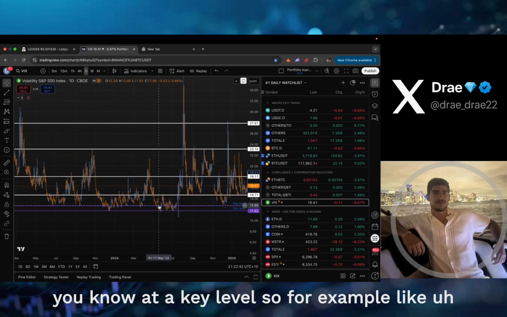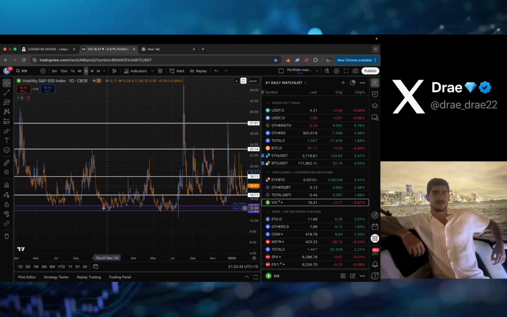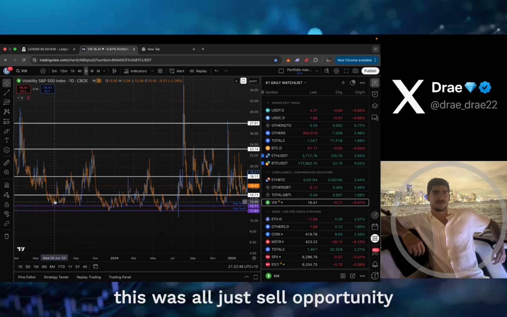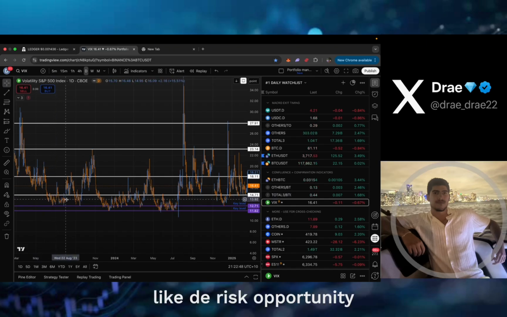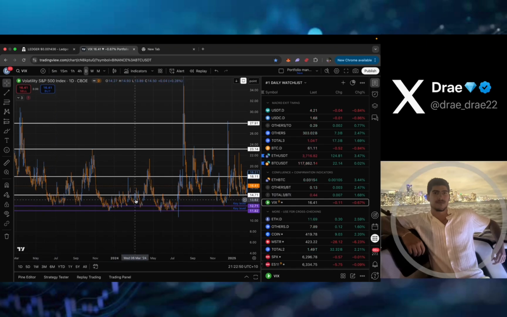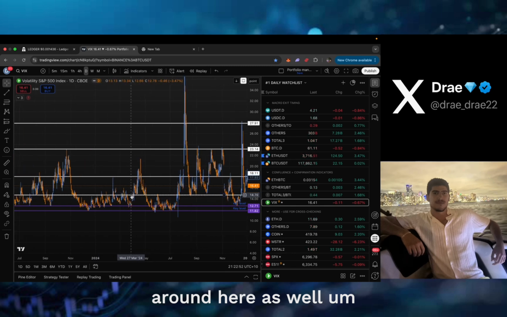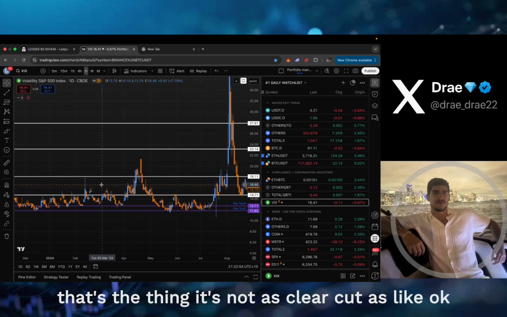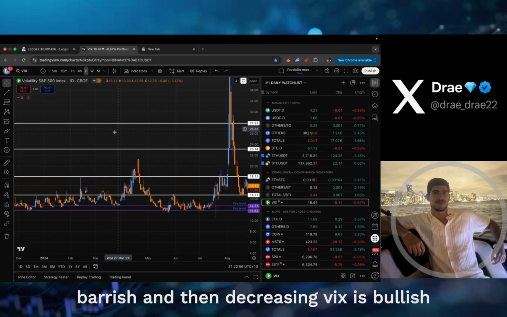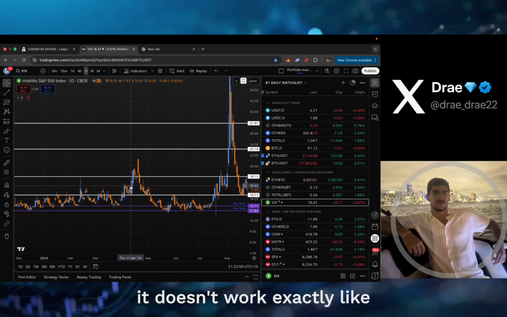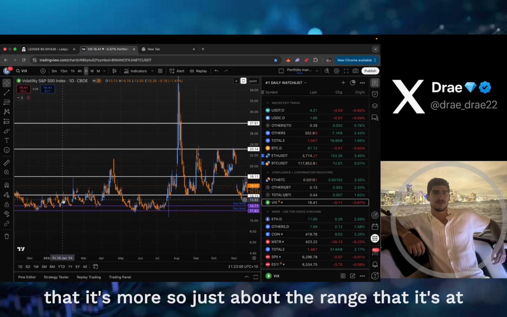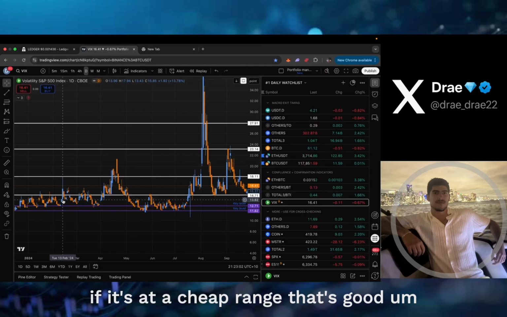So for example, this was all just sell opportunity, like de-risk opportunity, around here as well. That's the thing, it's not as clear cut as, okay, increasing VIX bearish and decreasing VIX is bullish. It doesn't work exactly like that. It's more so just about the range that it's at. If it's at a cheap range, that's good.